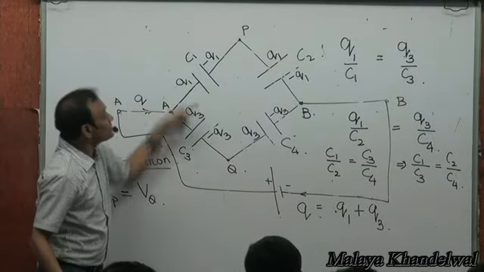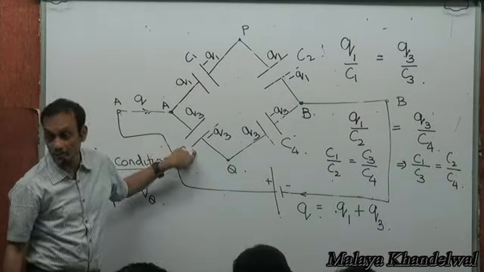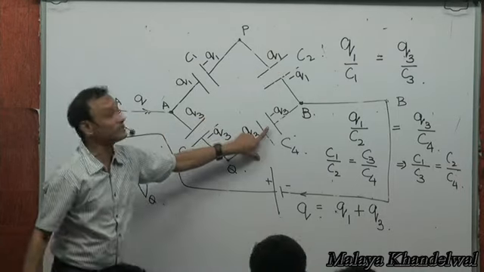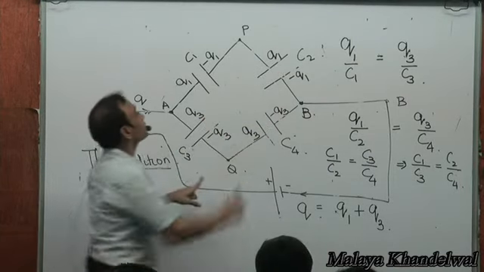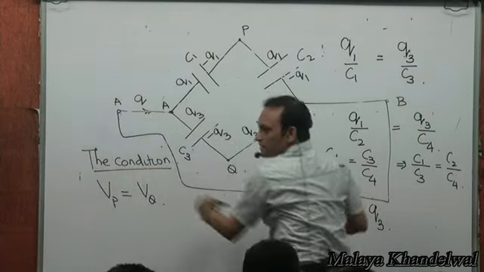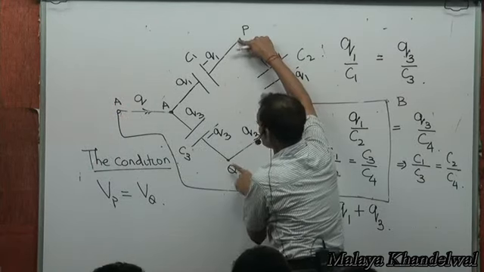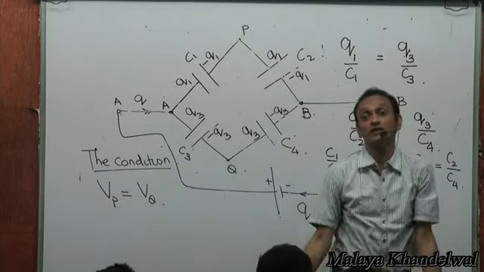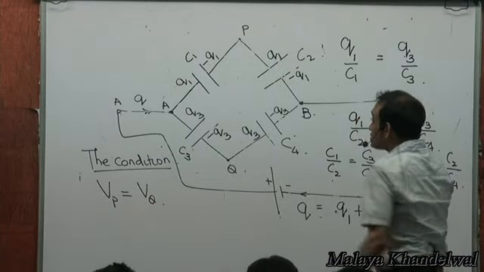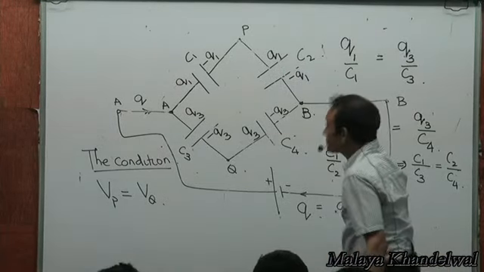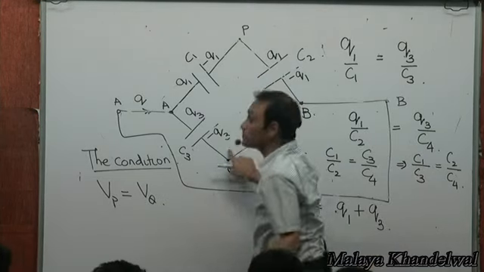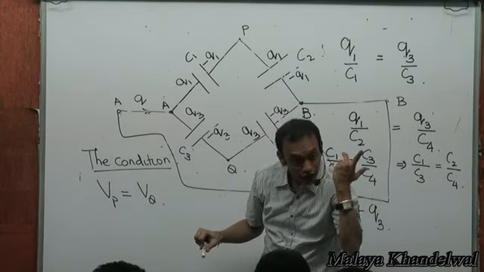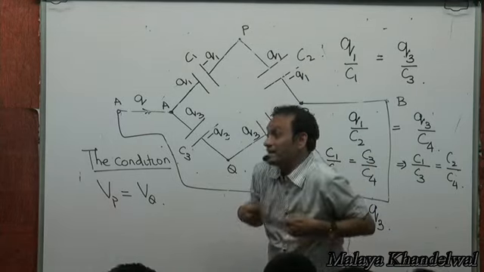That means if this capacitance by this capacitance is this capacitance by this capacitance, and A and B are connected to the terminals of a battery, then the potential of P must be the same as the potential of Q. That means if P and Q are at the same potential and you connect a resistance across P and Q, there will be no current flowing through the resistance because the ends are at the same potential.